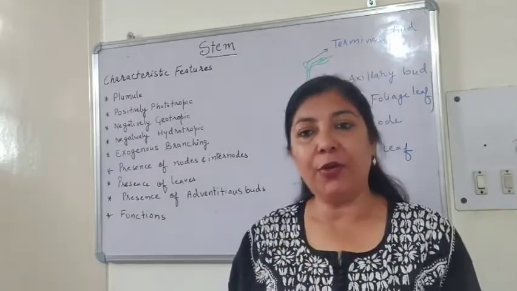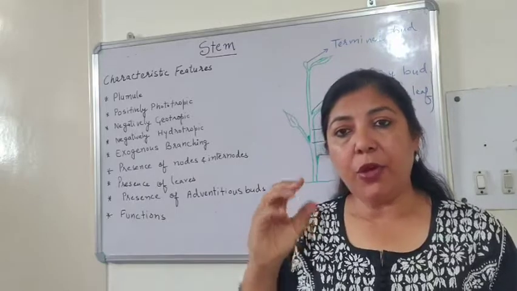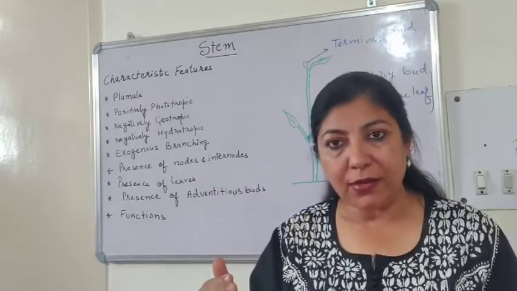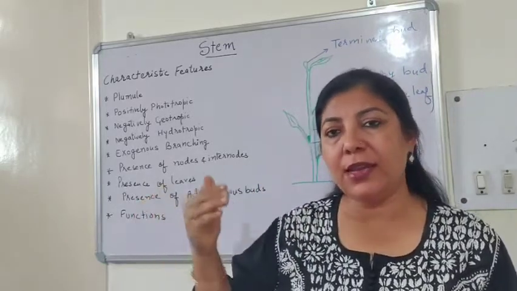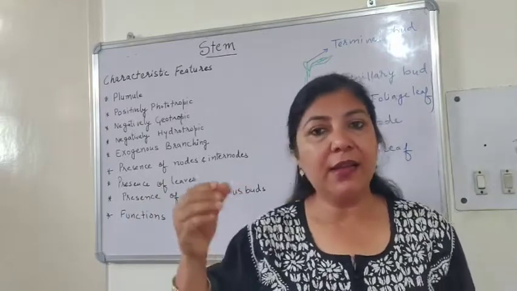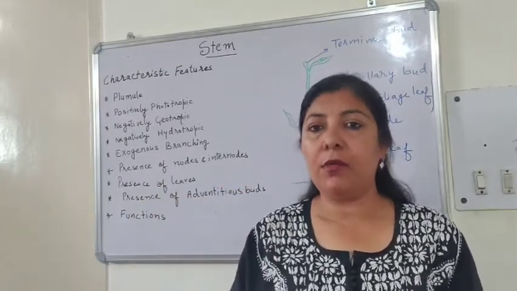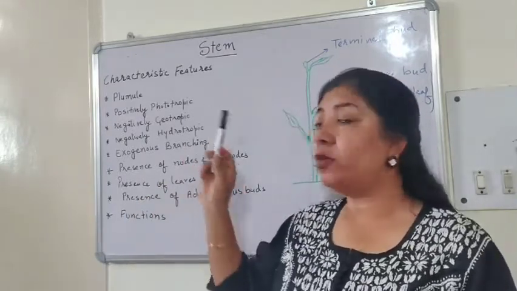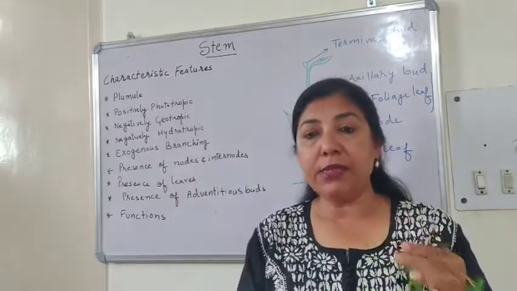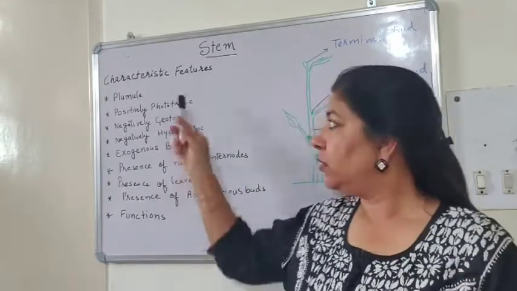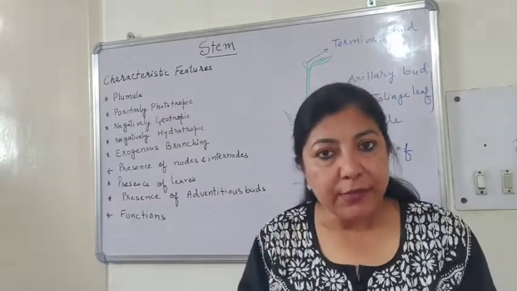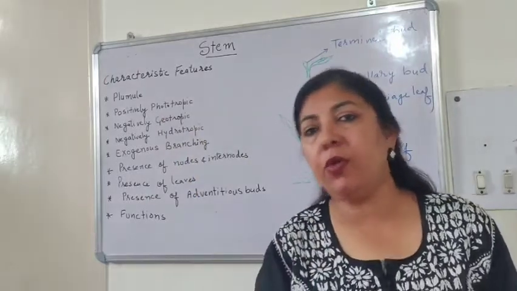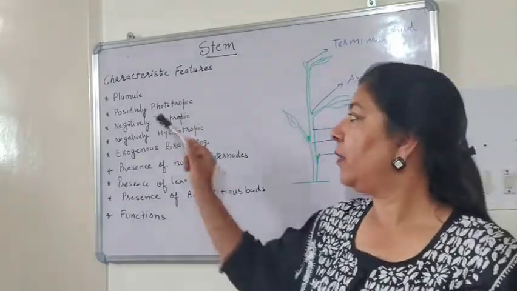In last class I told you that in the embryo there are two main parts. One is plumule, other is radicle. The radicle gives rise to root, whereas plumule gives rise to shoot, and the stem is the main part of the shoot. So the stems arise from the plumule part of the embryo.